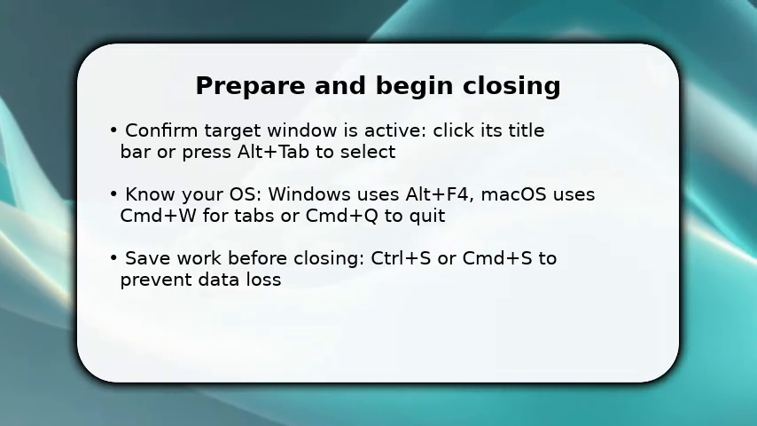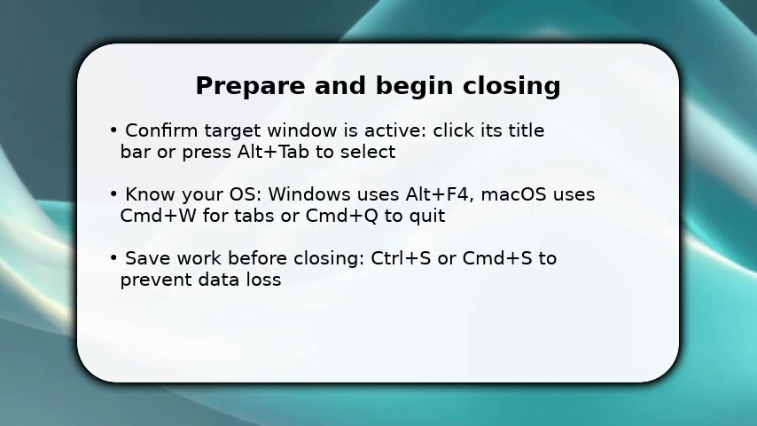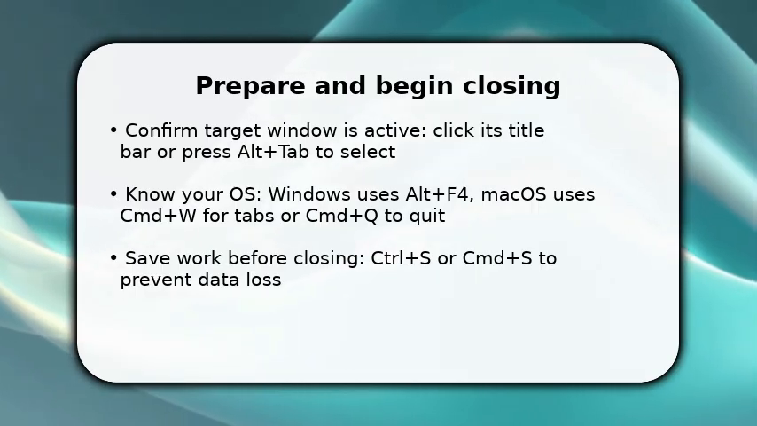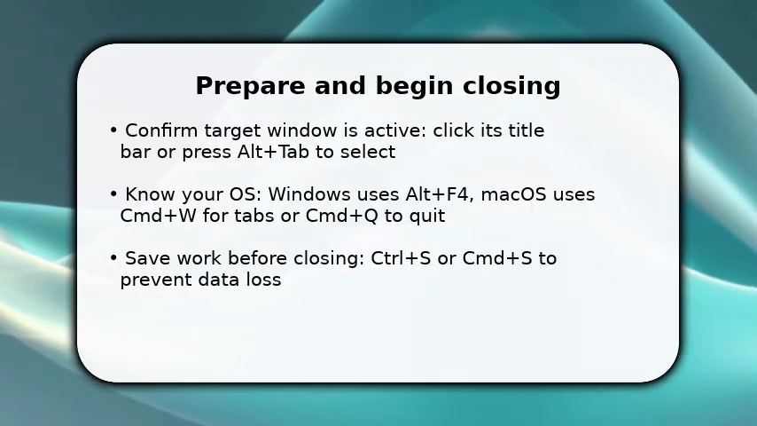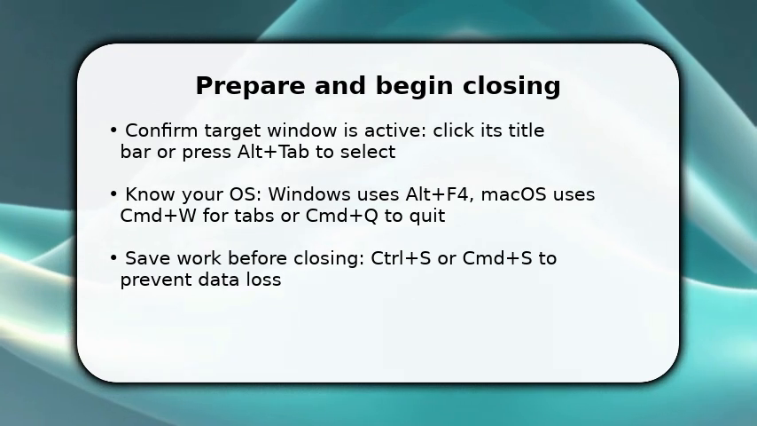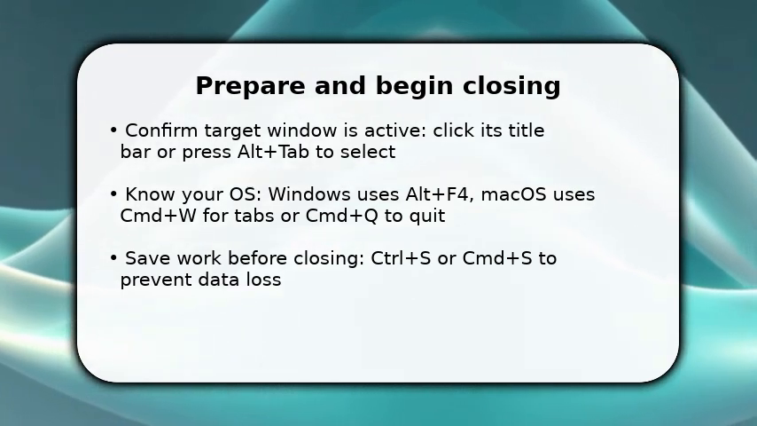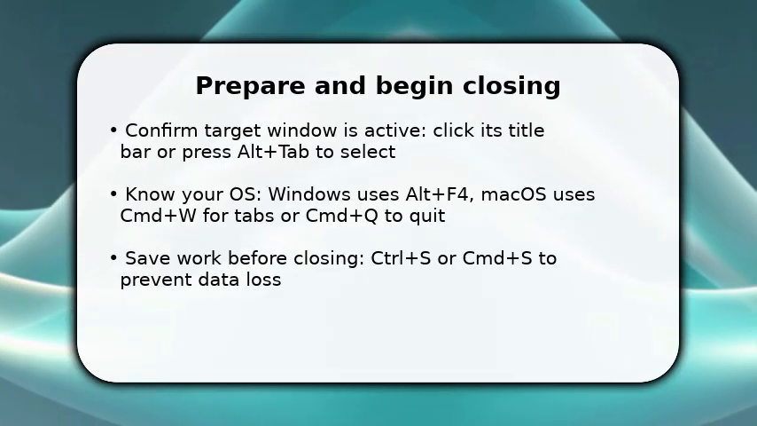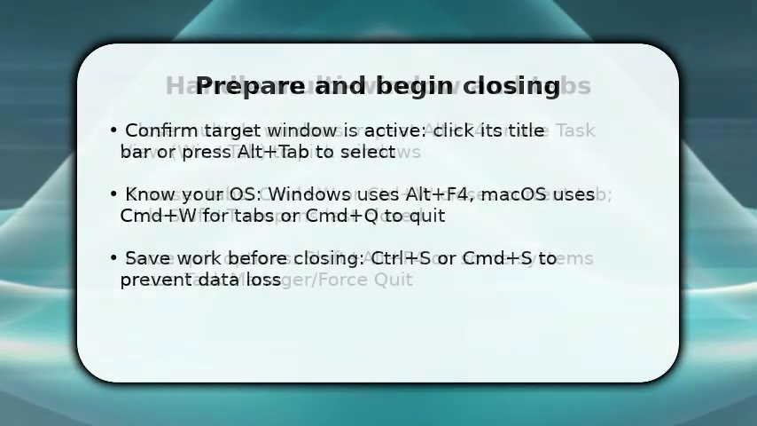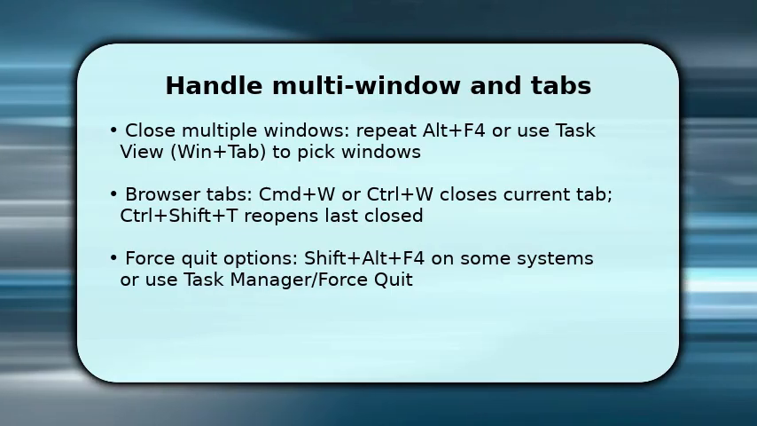Once active and saved, press the appropriate keys. You'll see the window close immediately, or a prompt if unsaved changes exist. You now manage more complex situations. If multiple windows or tabs exist, close them one at a time with Alt plus F4 or Control plus W, or use Task View, Win plus Tab, to pick specific windows quickly.